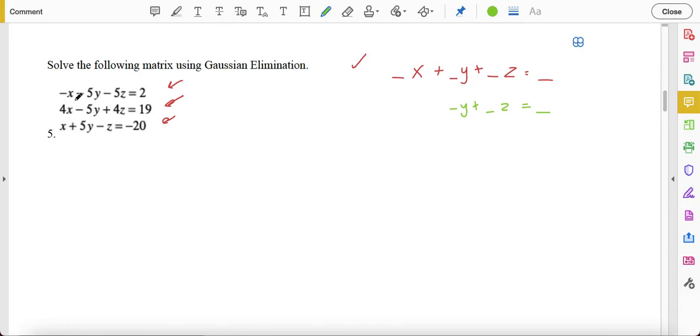So I see a couple different ways I can eliminate x's, starting by just adding equation 1 here and equation 3. So I'm going to do equation 1 plus equation 3. Because notice how I have negative x and positive x. I add those together, and that'll cancel out my x's. I'm just going to copy them first. So I've got negative x minus 5y minus 5z equals 2. So that's my first equation. Now equation 3 is x plus 5y minus z, which equals negative 20.